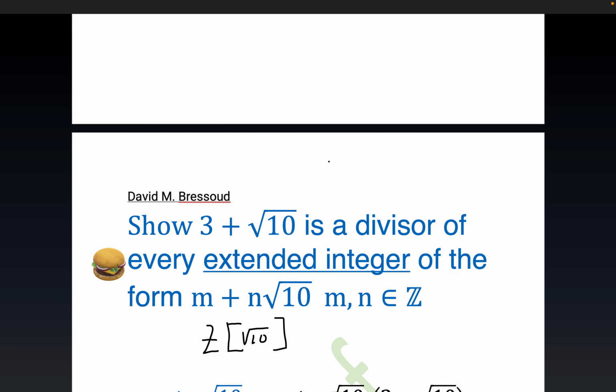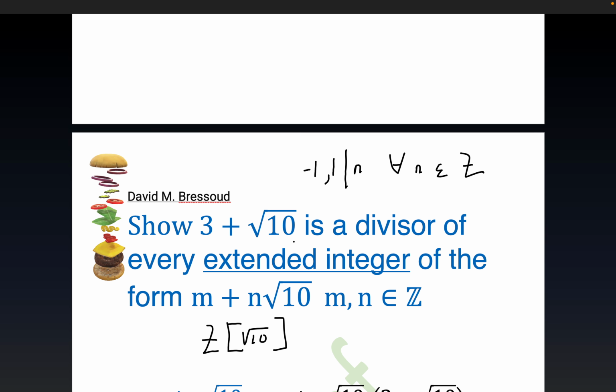Just to be clear about what I'm talking about, we know that 1 divides n for all n a member of Z. That makes 1 a unit, okay. And also minus 1 would be a unit. And those are the only two units in Z. Okay, but today we're going to show that 3 plus the square root of 10, which sure doesn't look like what I would think of as a unit, is a divisor of every extended integer, which makes it a unit in Z adjoined with square root of 10, okay? So let's get busy showing that.